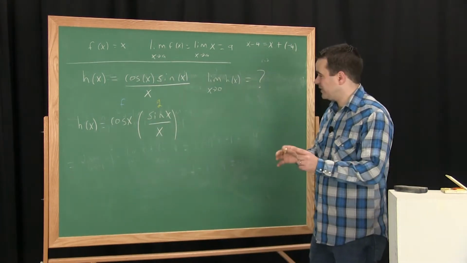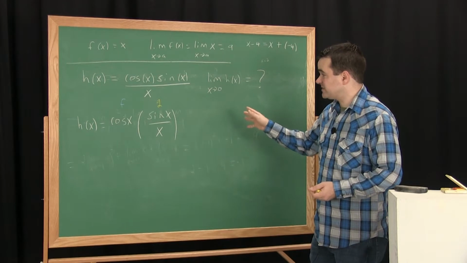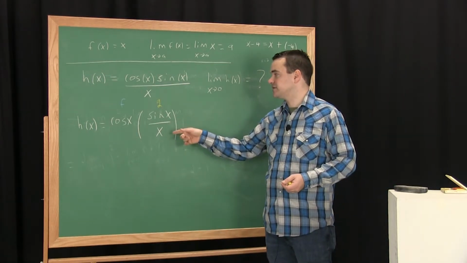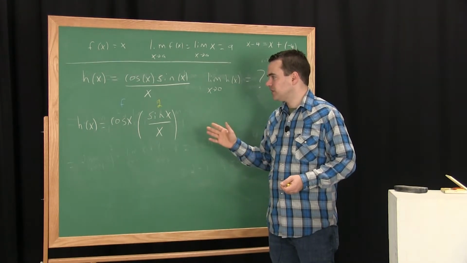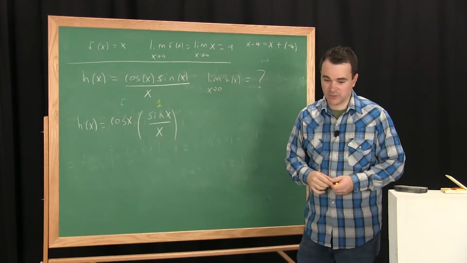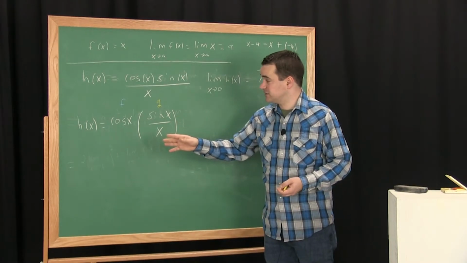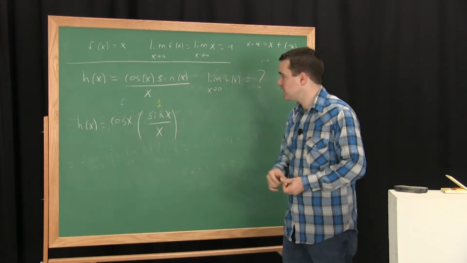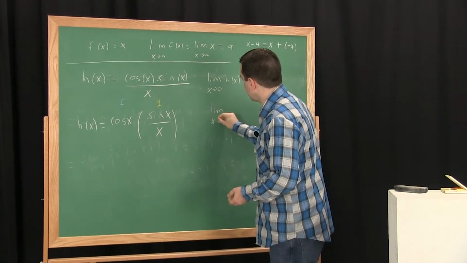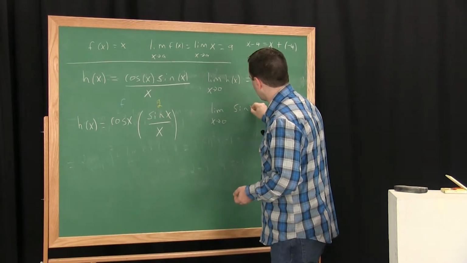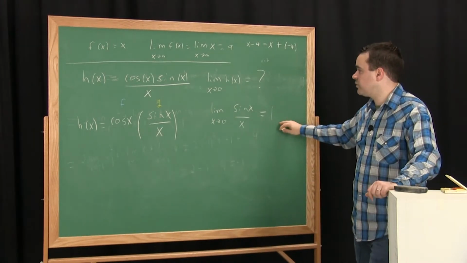So we did that with this thing where we compared the area of two triangles and a pizza slice in between them. We did this inequality that said cosine of x is less than sine x over x is less than 1, provided that x is between 0 and pi over 2. A similar argument will handle the case that x is between negative pi over 2 and 0. So that tells us that it really is true that limit as x goes to 0 of sine x over x is equal to 1. This is like a fundamental important limit.